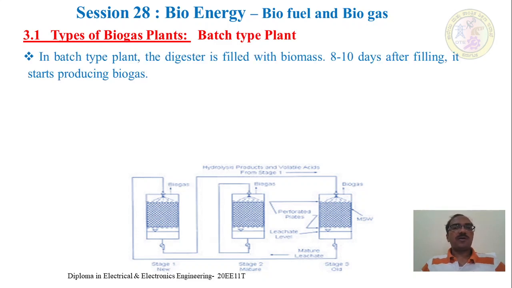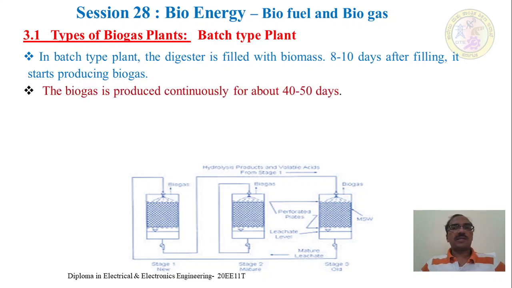Okay, in case of a batch type of plant, the digester is filled with the biomass for 8 to 10 days, and then it starts producing. After 8 to 10 days of filling, it starts producing the gas, and this gas can be continuously used for, tentatively, the days we were given were 40 to 50 days. Depending upon the plant and the capacity, these figures will change.